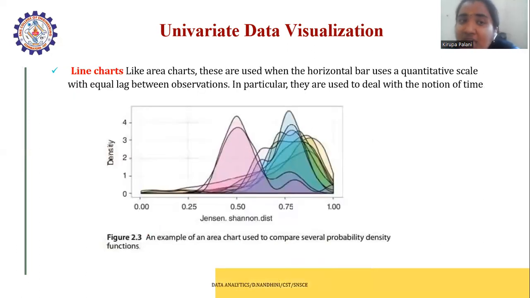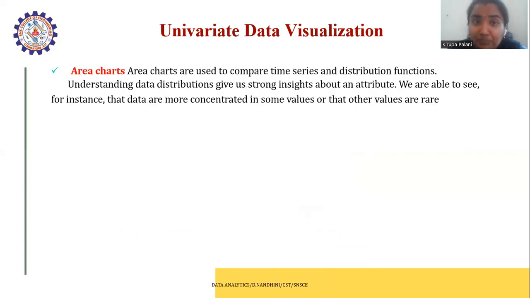Then there are line charts and area charts. These are used when the horizontal axis uses quantitative measurements with equal lag between observations. In particular, they are used to deal with the number of things. For example, an area chart is used to compare several probability density functions. The density is shown on the left-hand side from 0, 1, 2, 3, 4, and the values are 0.25, 0.50, 0.75, and 1.00.